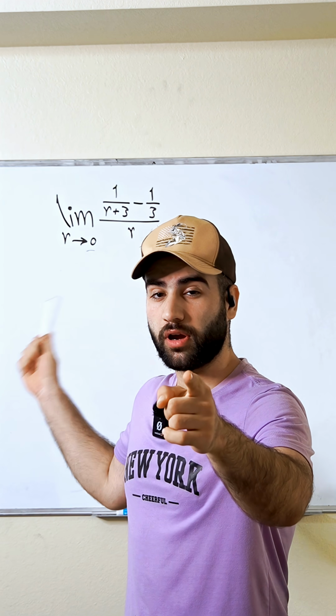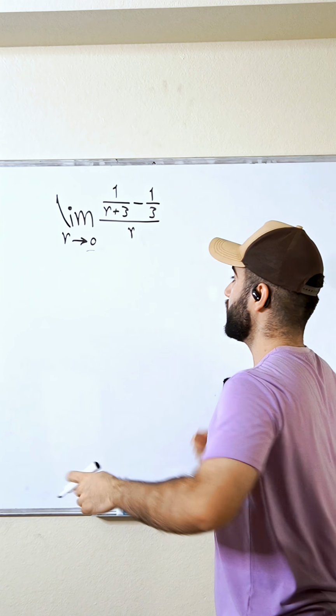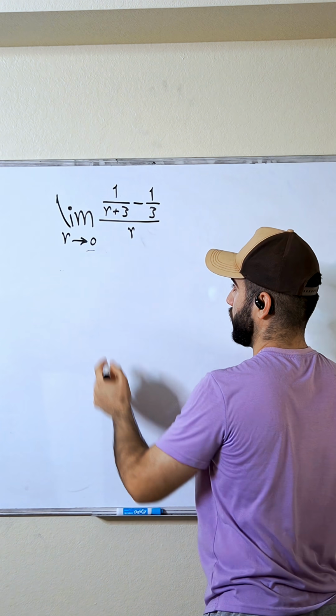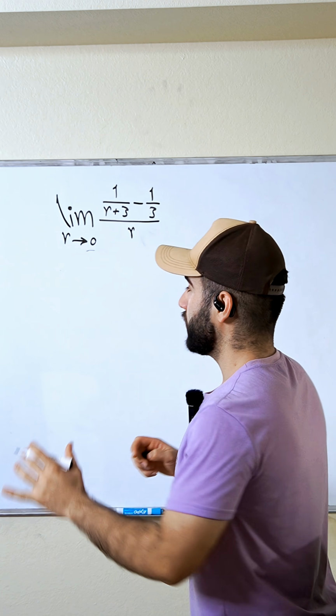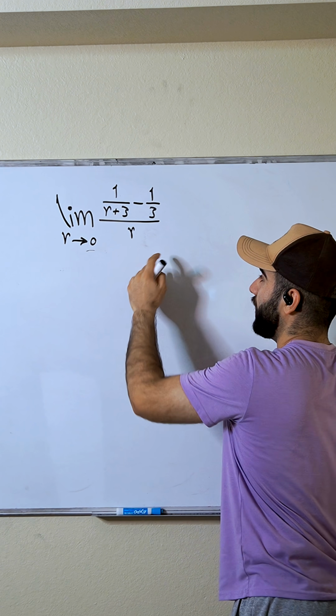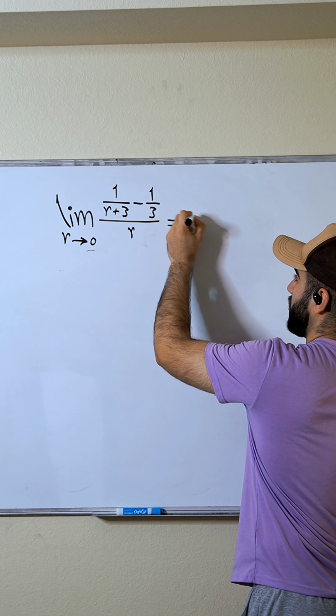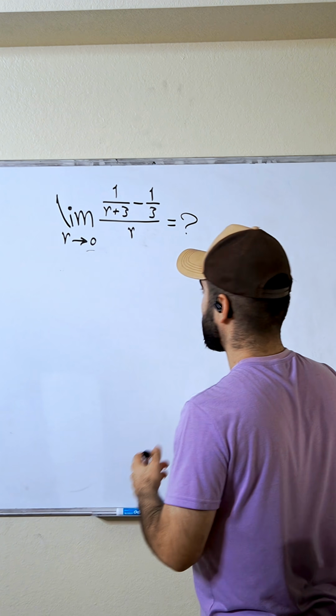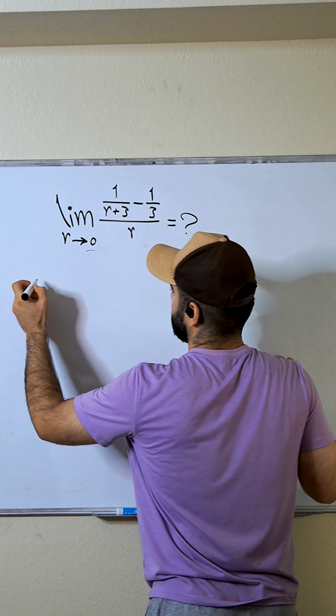Are you able to solve this problem inside your head? I guess not. We have a limit of r going towards 0, but if I plug in the value of 0, my denominator is going to be 0, which I'm not allowed to. So now I have to find some way to fix that. I don't know right now, but let's see what we can do.